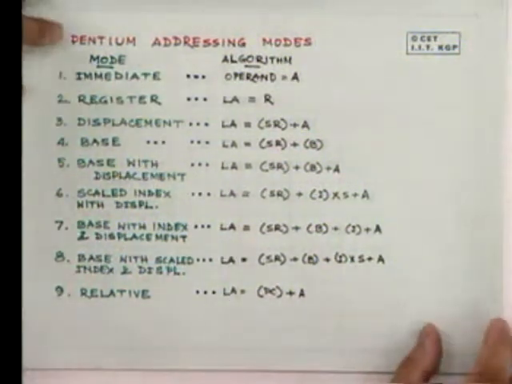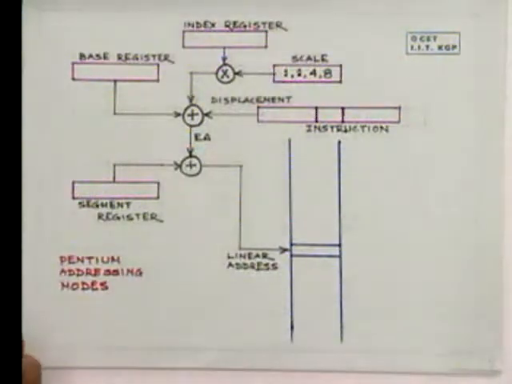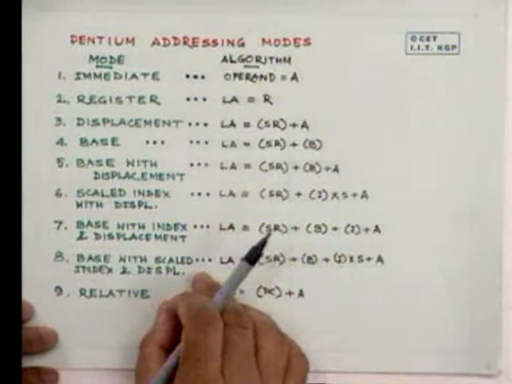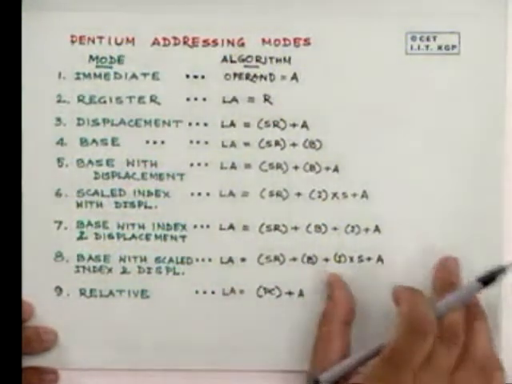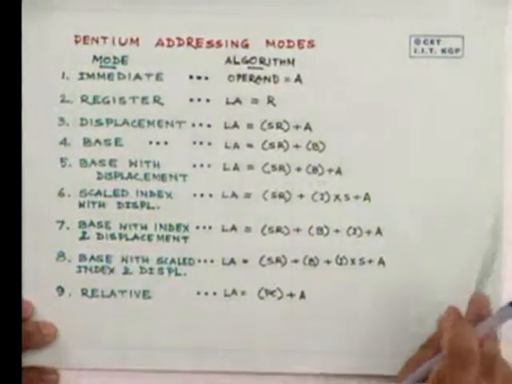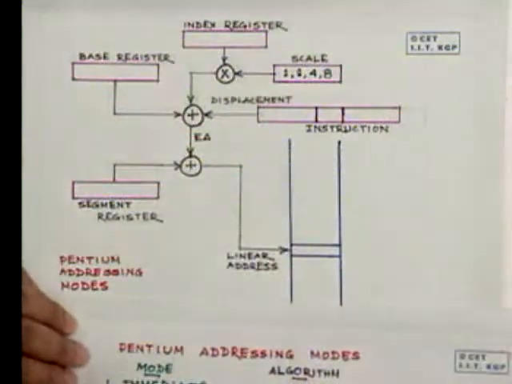And the relative address is simple: you take the content of the program counter and add the displacement to it. What I suggest is that you take this diagram and these addressing modes, and see how the linear address can be computed from the arrangement that has been shown over here.